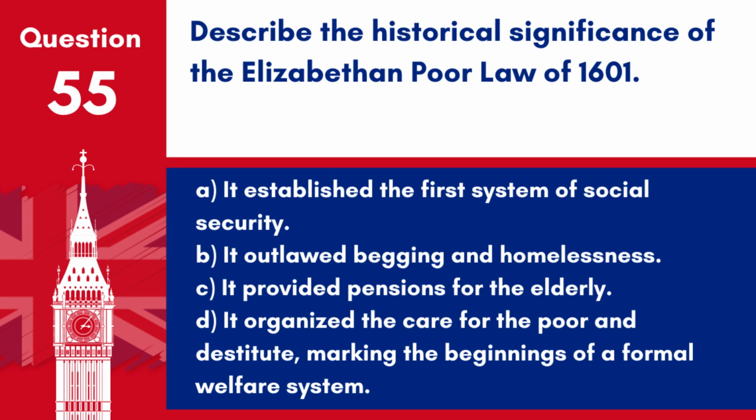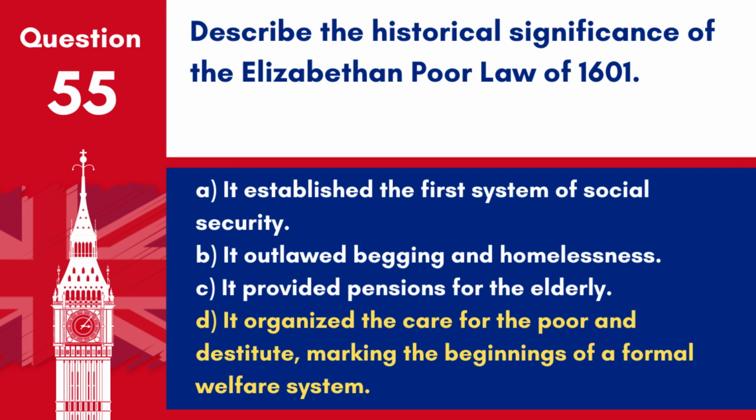Question 55. Describe the historical significance of the Elizabethan Poor Law of 1601. A. It established the first system of social security. B. It outlawed begging and homelessness. C. It provided pensions for the elderly. D. It organized the care for the poor and destitute, marking the beginnings of a formal welfare system.